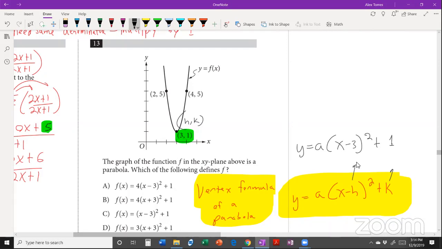So now we've got something that looks a lot like this and a lot like this. So we can already get rid of choices B and D. But the question is whether or not we need the number 4 before the parentheses. And the way to do that is to take either of the points that were given to us and plug those in as your x and y, because (2, 5) and (4, 5) are points on the parabola. So therefore, we should be able to plug them into the equation.